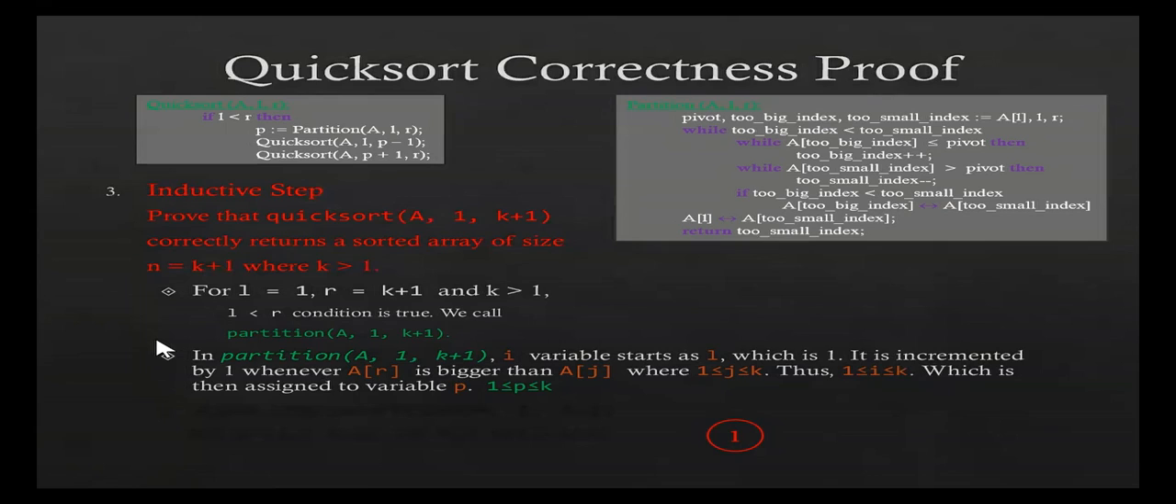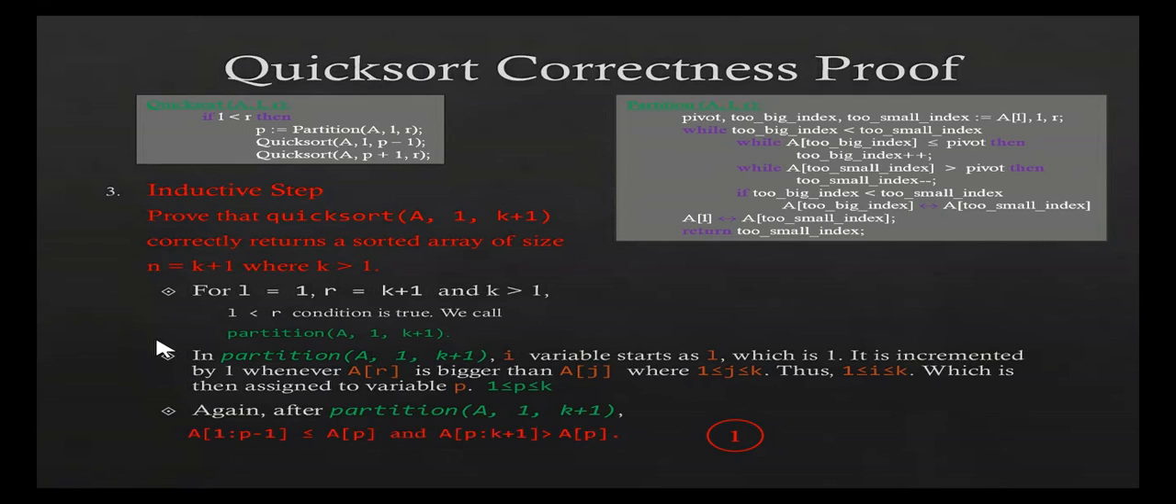Here, the rightmost index J must be greater than or equal to 1 and smaller than or equal to J. Similarly for I: I should be greater than or equal to 1 and must be smaller than or equal to K, which is then assigned to variable P.